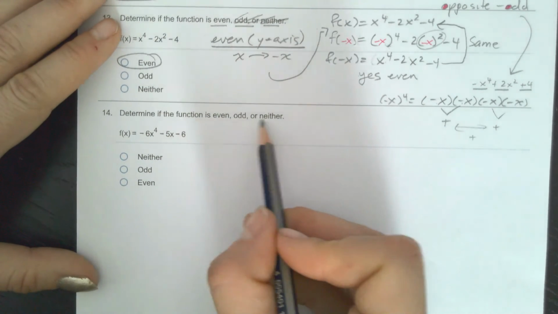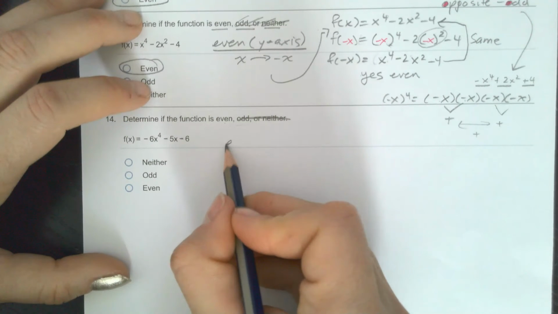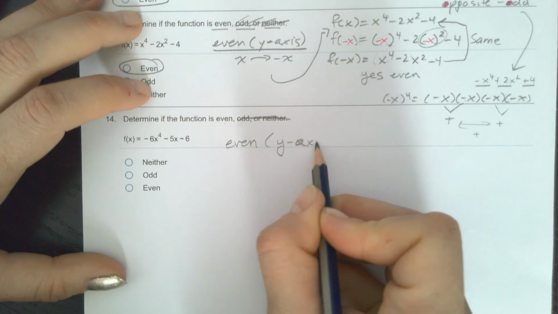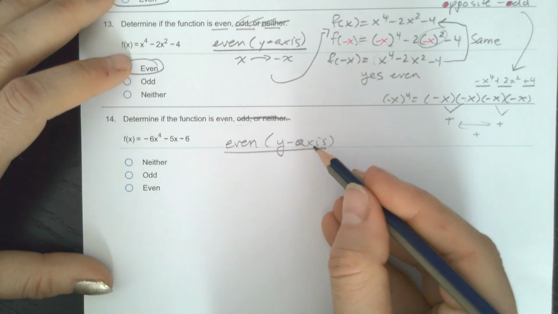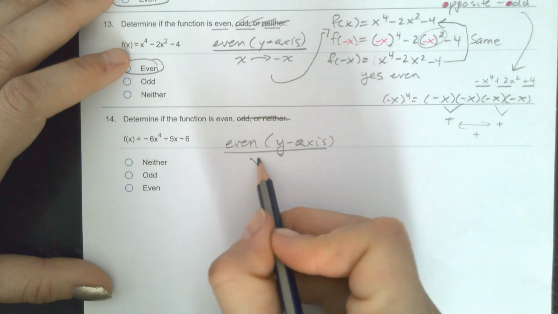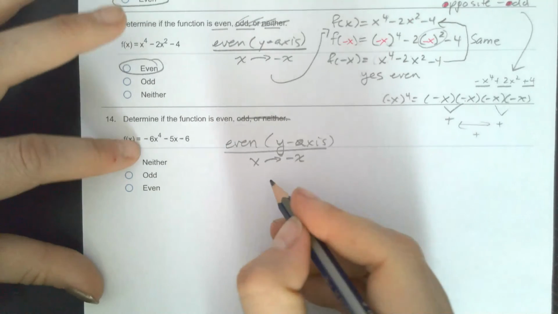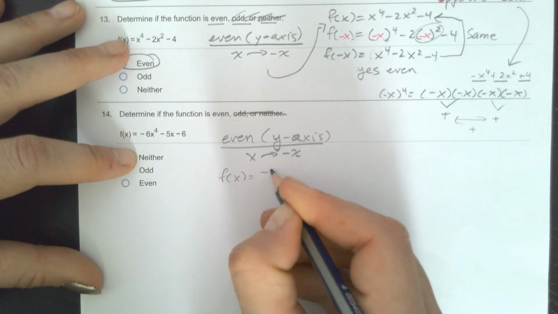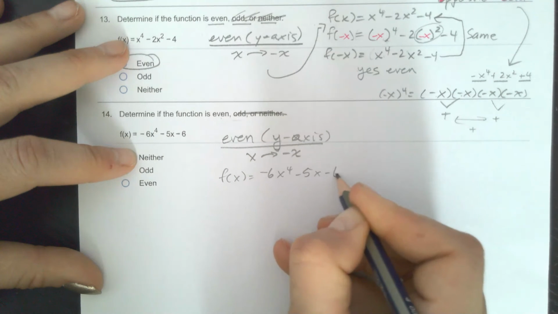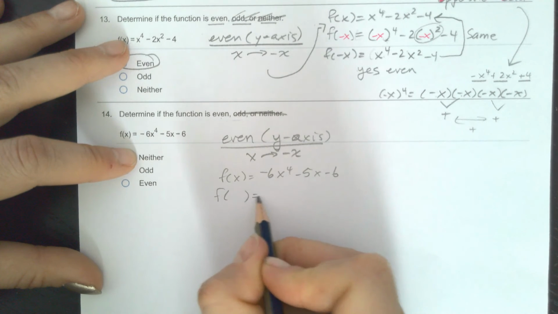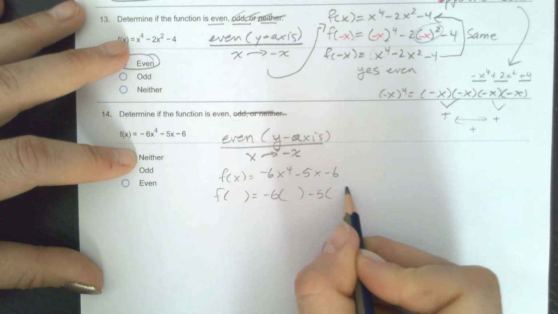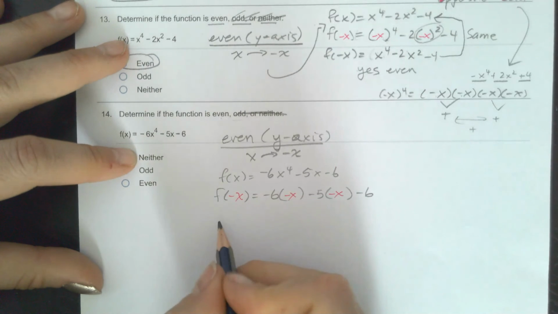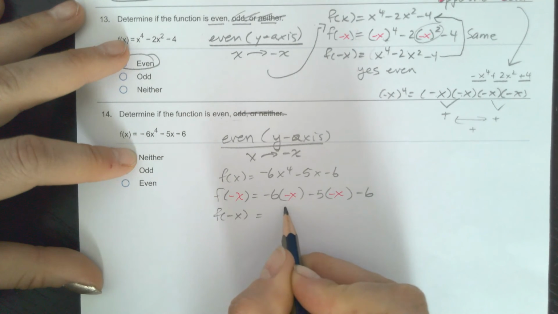Determine if it's even, odd, or neither. We always just start by testing if something's even, and that's a reflection across the y-axis. And if it's a reflection across the y-axis, then we replace our x's with minus x. And that should have a 4.